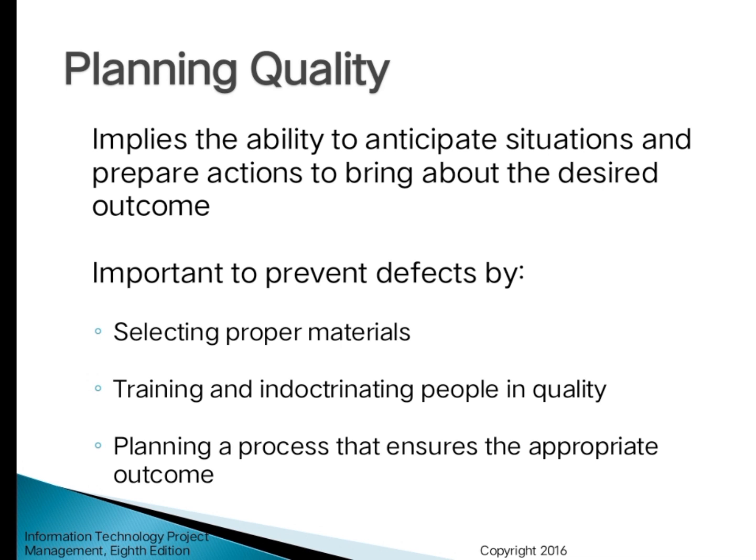What do we mean by planning quality? It implies the ability to anticipate situations and prepare action to bring about the desired outcome. It is important to prevent defects by selecting proper materials, and training and indoctrinating people in quality planning of processes that ensure the appropriate outcome.